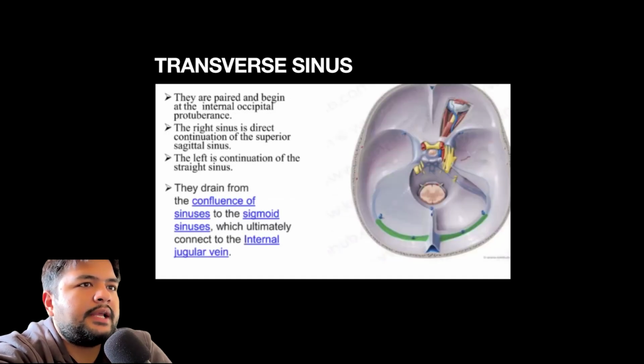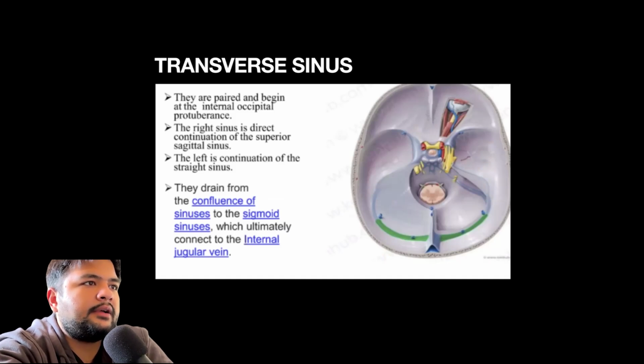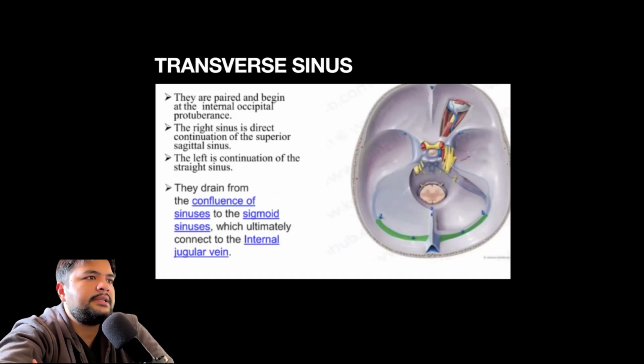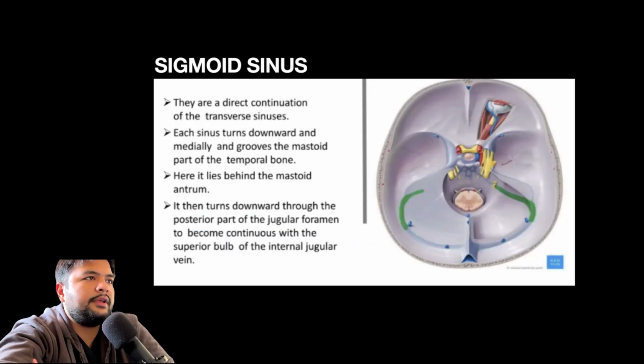Coming to the transverse sinus, they are paired and begin at the internal occipital protuberance. The right sinus is a direct continuation of the superior sagittal sinus. The left is a continuation of the straight sinus. They drain from the confluence of sinuses to the sigmoid sinuses, which ultimately connect to the internal jugular vein.